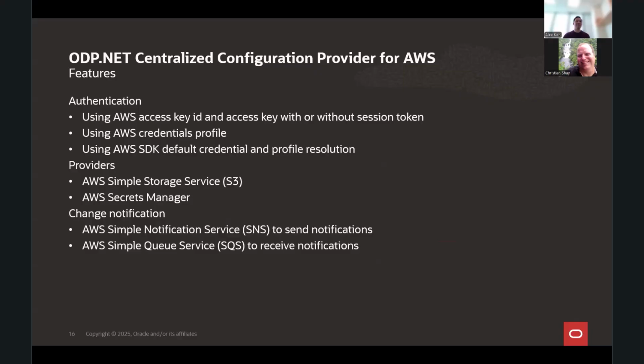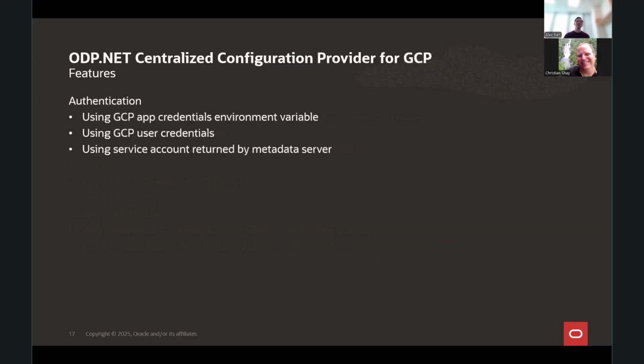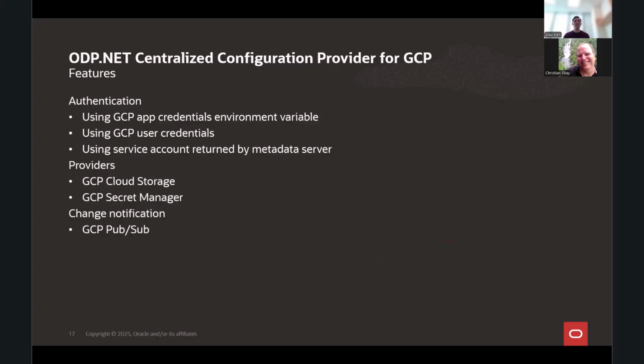So let me cover the GCP one, and then I'll do a demo of both AWS and GCP to show you how this works. For GCP, for authentication you'll be able to use the GCP application credentials environment variable and the GCP user credentials, as well as the service account returned by the metadata server. So that'll be your authentication capabilities. In terms of providers, we support Cloud Storage and Secret Manager, and for change notification, GCP Pub/Sub. Those will be in the initial release of our providers.